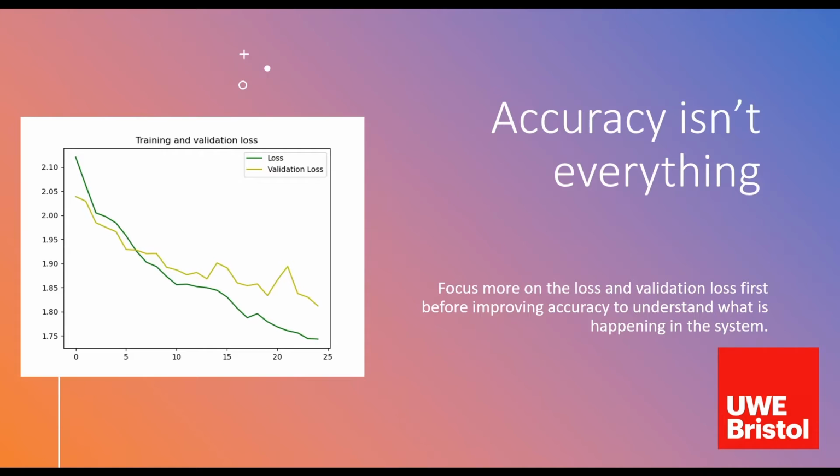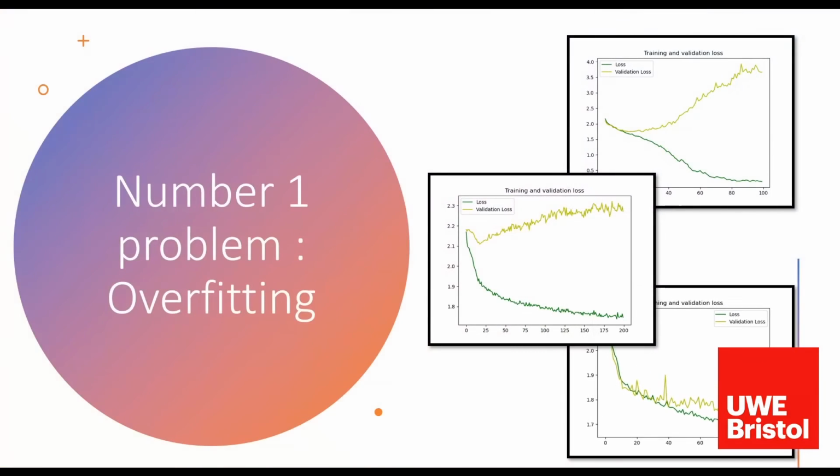But accuracy isn't everything, and this is something I realised after searching up a lot of stuff, and loss is more important. As much as accuracy is an obvious way of showing how good a system is, it's not really showing what's happening in the system. I'm focusing a lot more on these loss values and this validation loss, and seeing what's happening in the system. And I've noticed the number one problem that I've got in my system is overfitting.